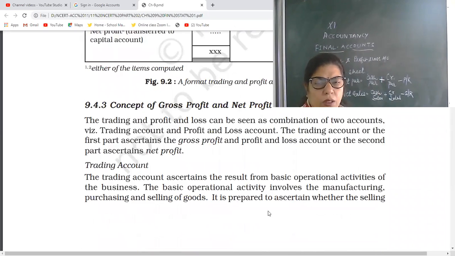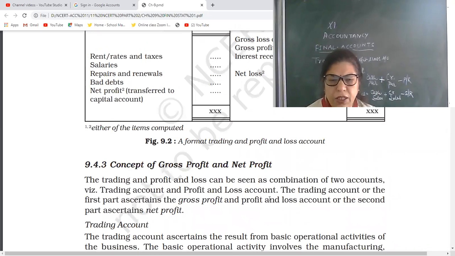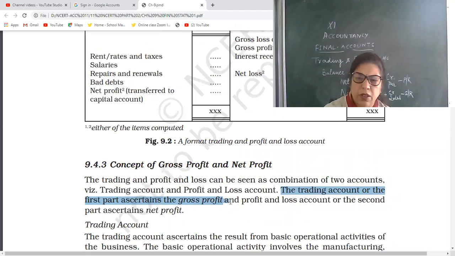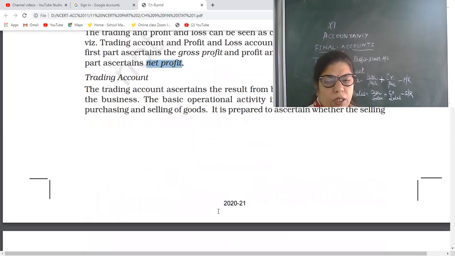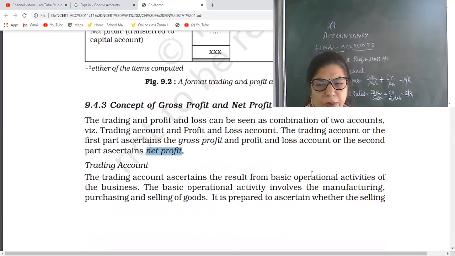Now, this is the concept of gross profit and net profit. The trading account shows gross profit. The trading account is the first part, and the profit and loss account, the second part, shows net profit. If the debit side is more than the credit side, then net loss. Okay. Now see, the trading account shows basic operational activities. The trading account is prepared to know the gross profit and gross loss.